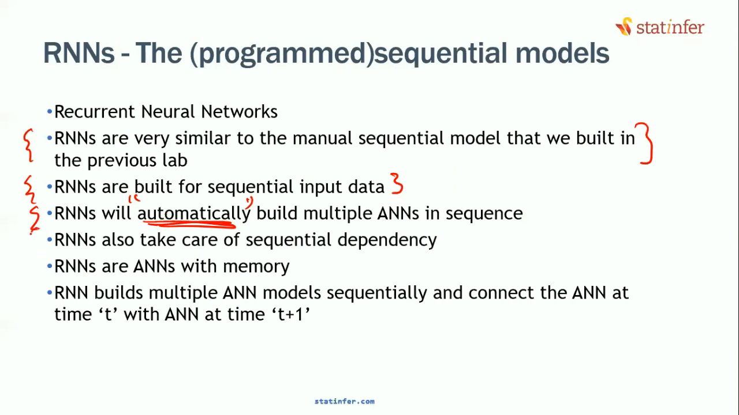RNN also takes care of sequential dependency. That means this word is coming after this word, which is coming after this one. There is a sequential order that is important. RNN will automatically take care of it. RNNs are also known as ANNs with memory. Why are they called ANNs with memory? We are carrying some information from the previous ANNs. RNN will build multiple ANN models sequentially and connect them automatically.